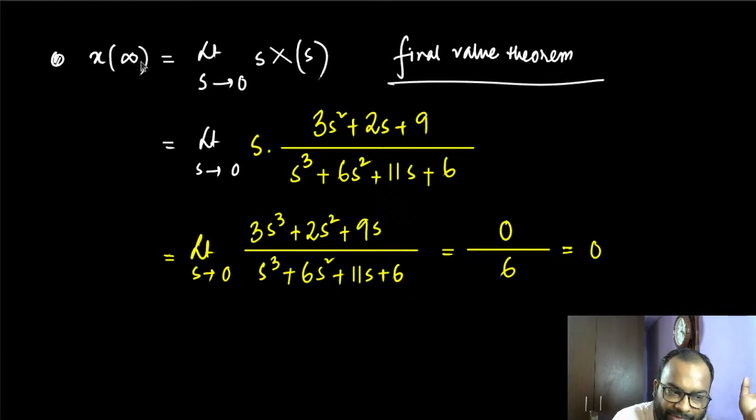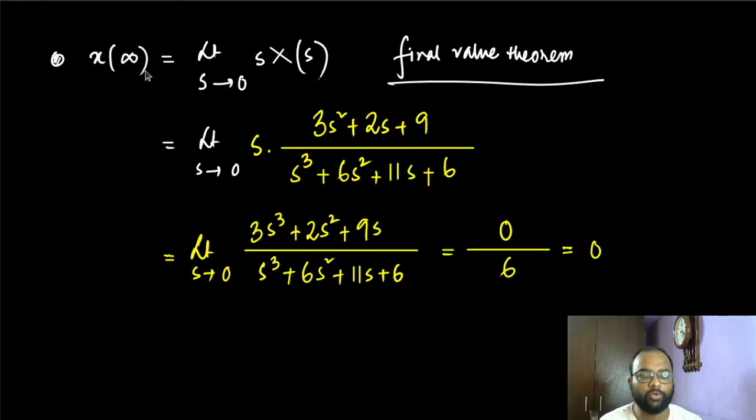So using the final value theorem, without actually calculating x(t), you can calculate the final value of x(t). That's the point here. You did not calculate x(t) here. You did not require x(t). You just had the Laplace transform of x(t). You had X(s). From that, you can calculate the final value of x(t).